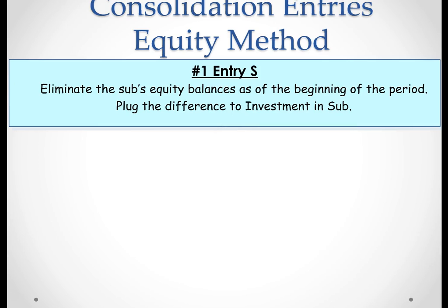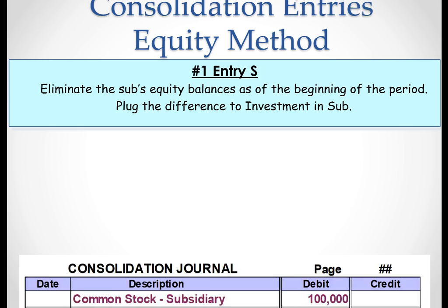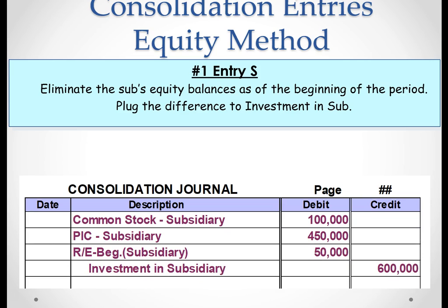Now, entry S, that's the first entry you do. Again, remember, these are going to be done on the working papers, but we're going to show it as a journal entry. So we're going to zero out the sub's common stock, paid in capital, and retained earnings, and we're going to credit the line for investment in subsidiary.